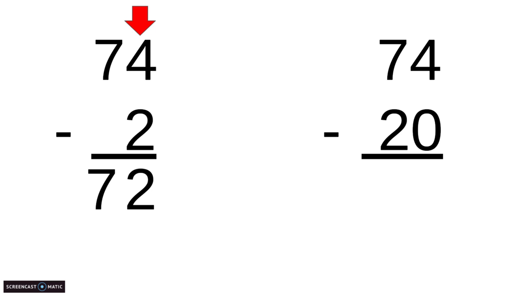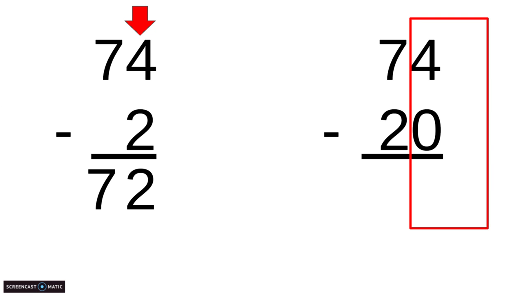Next, I have 74 minus 20. I'm going to put a box around the ones. 4 minus 0 equals 0. Oh, just kidding, it's 4. 7 minus 2 equals 5. 74 minus 20 equals 54.